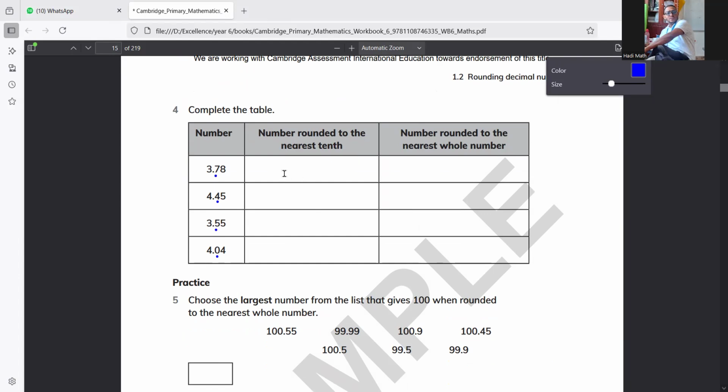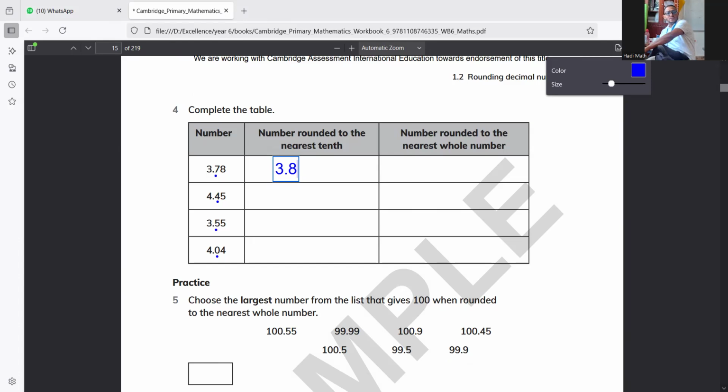So you're going to go and look. If the number on the right of the 10th is 5 and more, you add up. You add 1. Less than 5, you don't add. Like this one is going to be what? It's going to be 3.8. Why? Because after the 10th, there is what? There is 8. 8 is more than 5, so you add. We say 5 and more, you add.